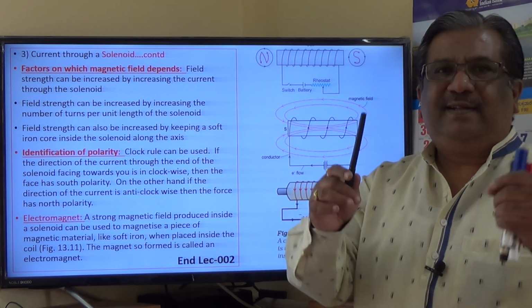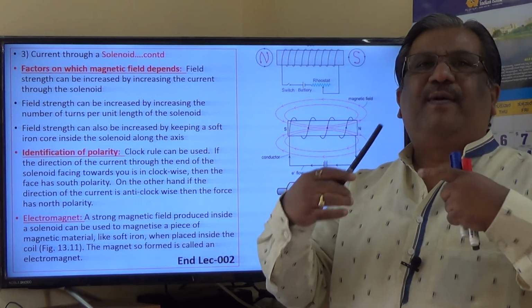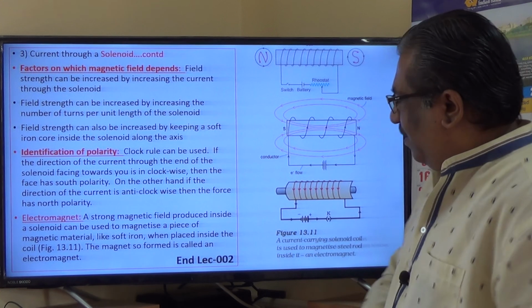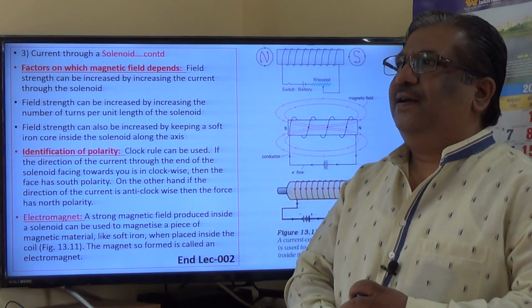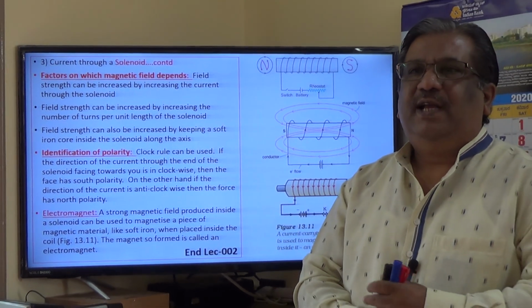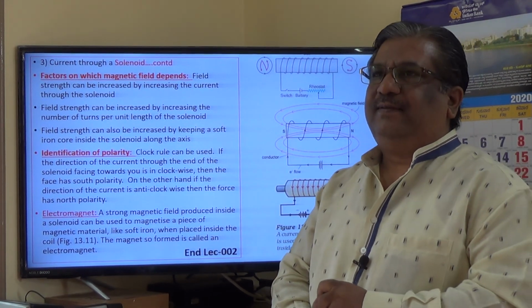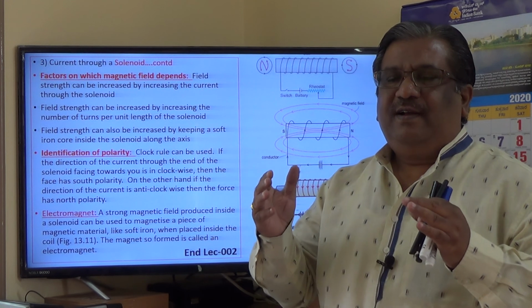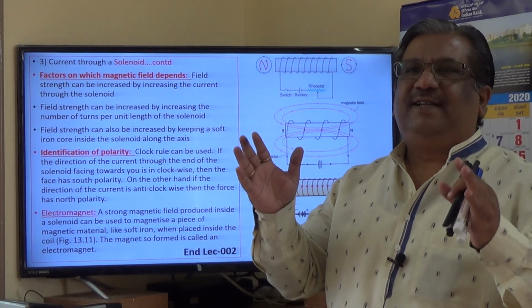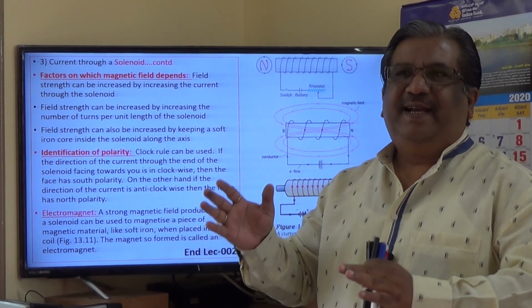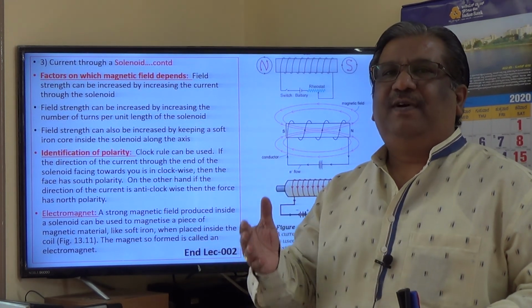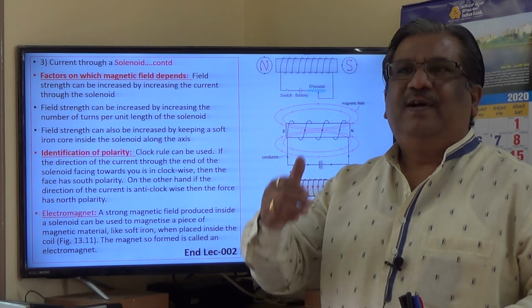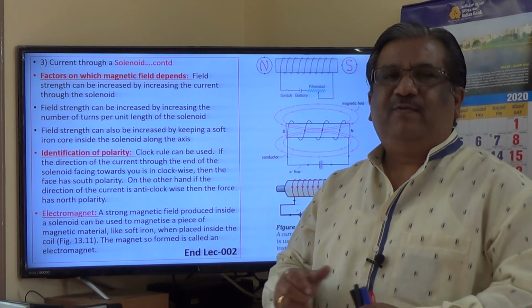Okay, now I think the camera can be adjusted to cover me also. We are going to end the lecture now. This is the end of lecture number 2, and we'll stop over here. In my next class, I'll be taking up how, whenever a current carrying conductor is placed in a magnetic field, it experiences a force, and that is the principle of a DC motor. So we'll see you in the next lecture. Thank you very much for watching.